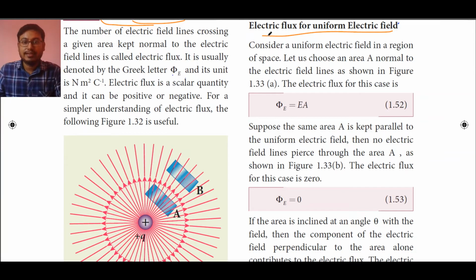Okay, so electric flux for a uniform electric field. Consider a uniform electric field in a region of space. It is such that charges are distributed uniformly, or in the vicinity of the charge under consideration there isn't any other charge. And from that charge a huge number of electric field lines are coming out.